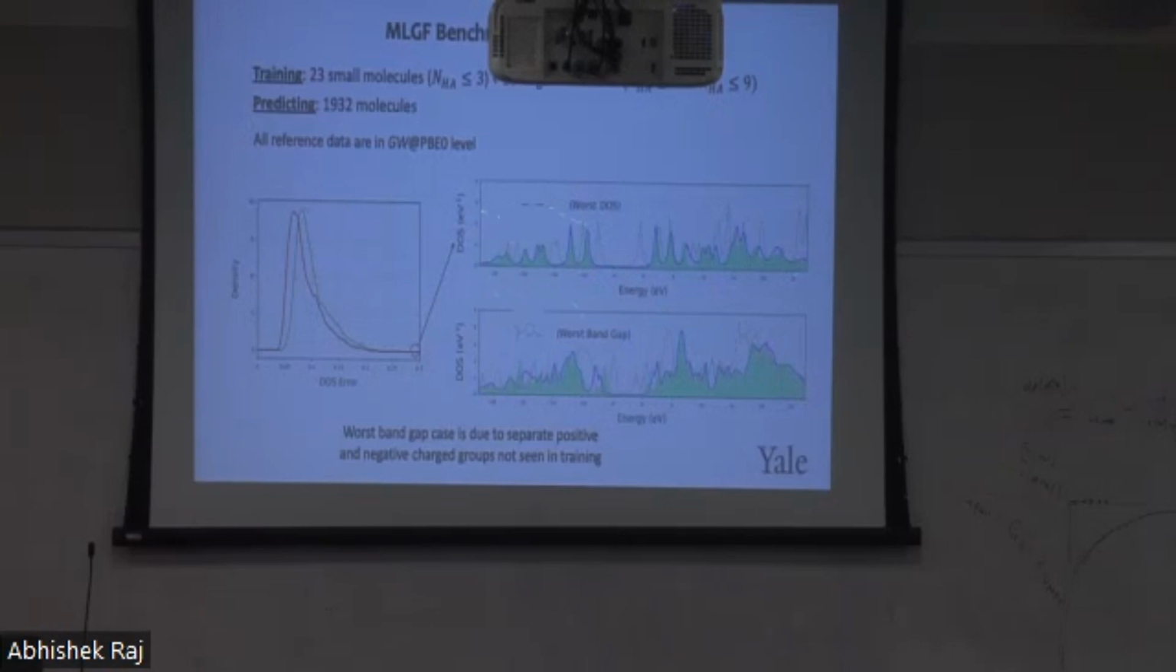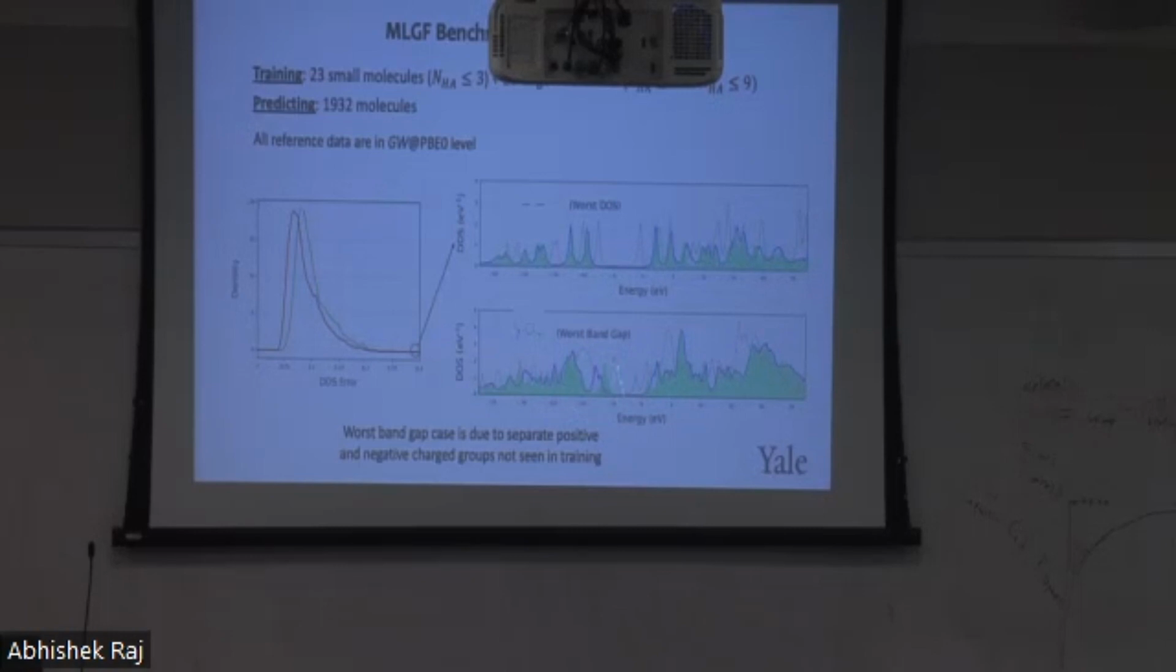But it's just because our DOS metric penalizes small molecules more. So we see that this one with two triple carbon bonds has worse DOS. This is actually truly the worst thing that we predict from our model. It has the worst band gap. You see the band gap is completely messed up.